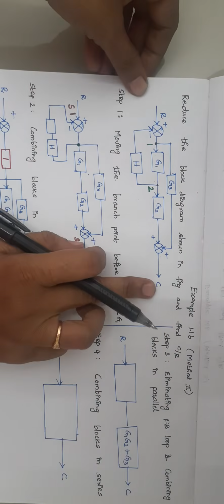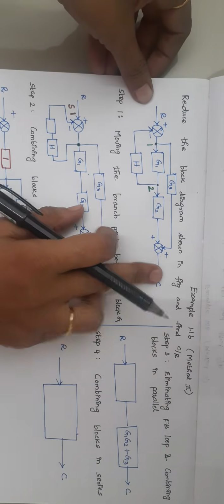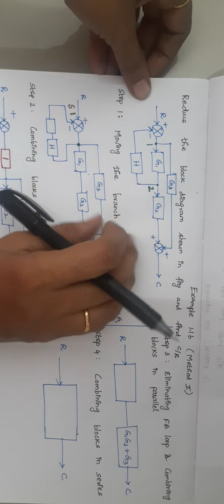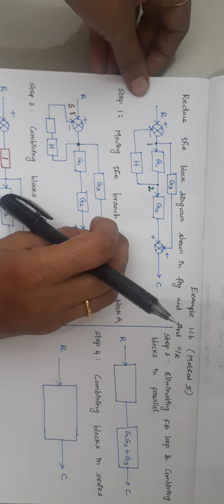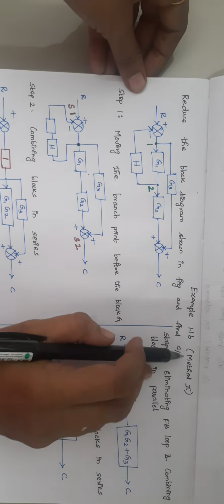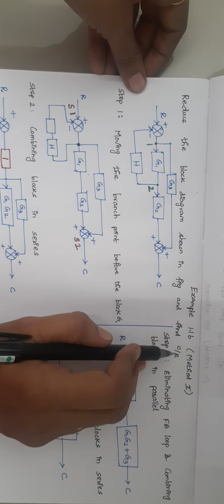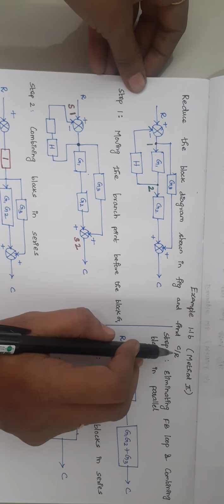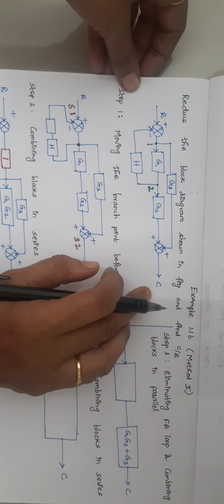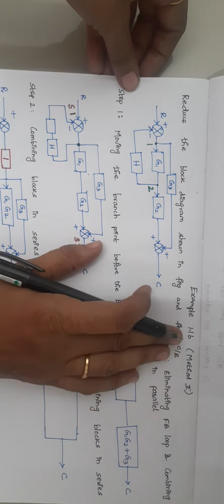This is the given problem, and this problem consists of 4 blocks. Finally, we have to reduce it to a single block and find C by R. C by R is nothing but the ratio of output to input. So C by R is the transfer function.